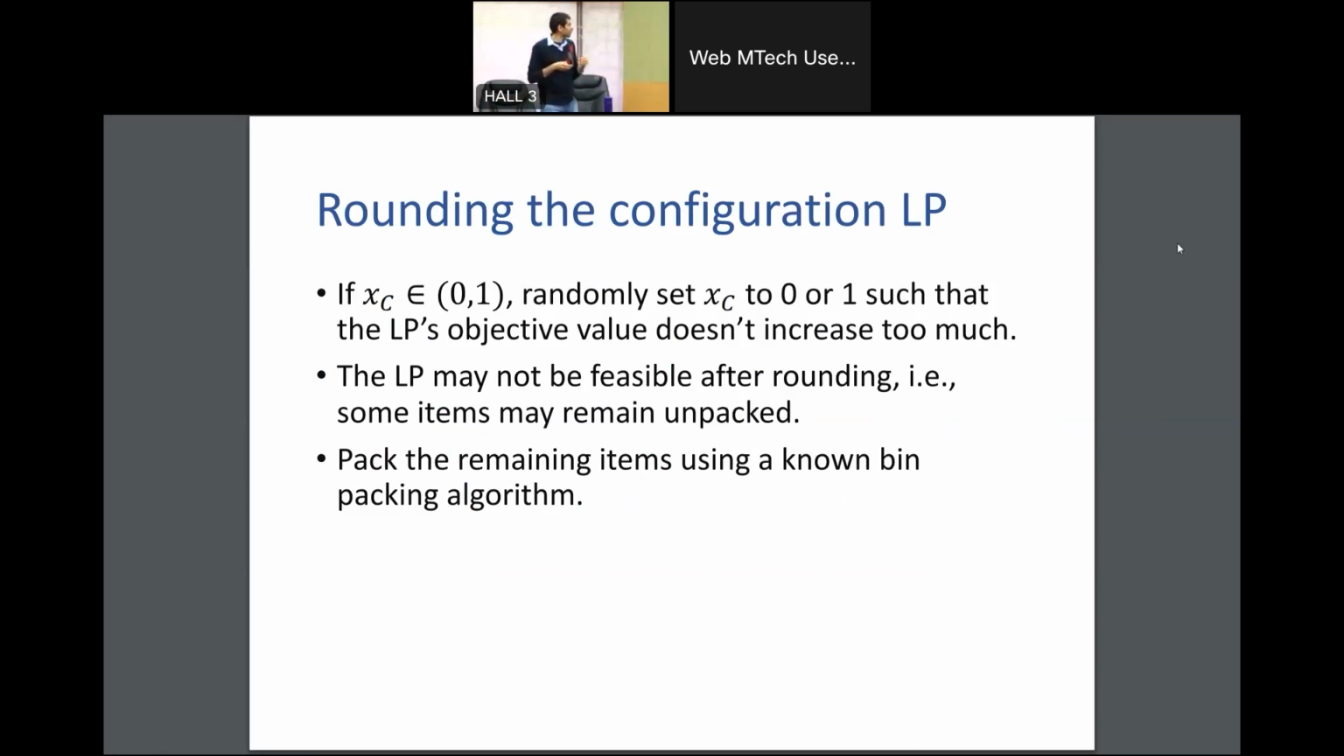But after this rounding, the LP need not be feasible, which means that some of the items will get packed and some of the items will remain unpacked. The items that remain unpacked, we pack them using a known bin packing algorithm. So this is how we're combining linear programming with another bin packing algorithm.